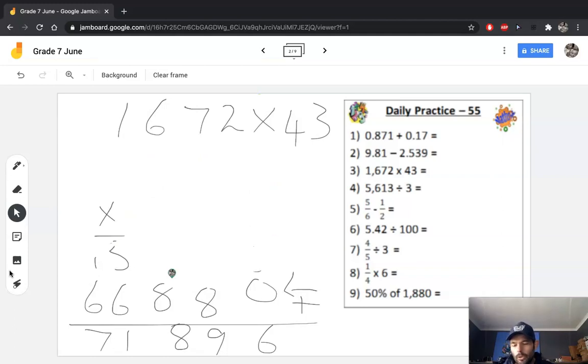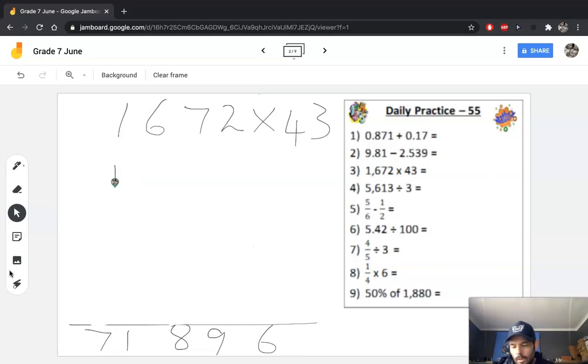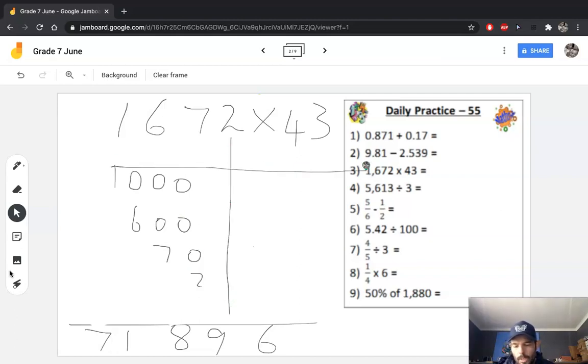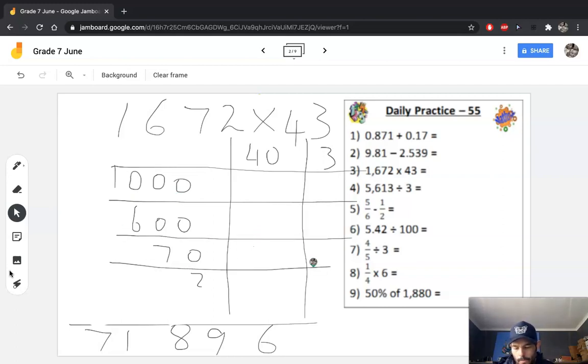71,896. And what I'm going to do is I'm going to split 1,672 into 1,000, 600, 70, and 2. And I'm going to split 43 up into 40 and 3. I hope that I'm going to have enough space. We'll have to make space.